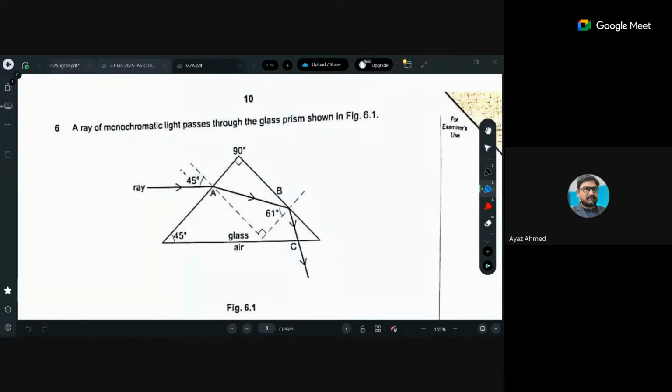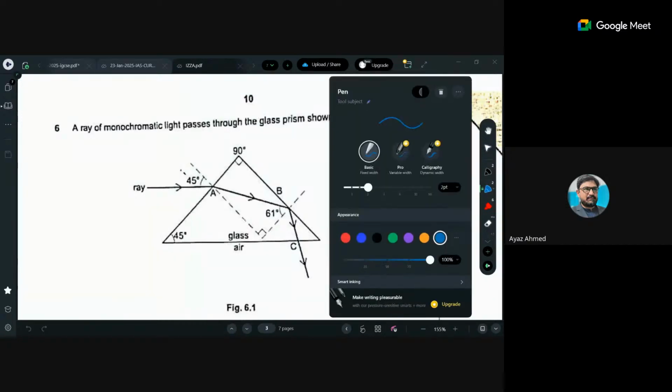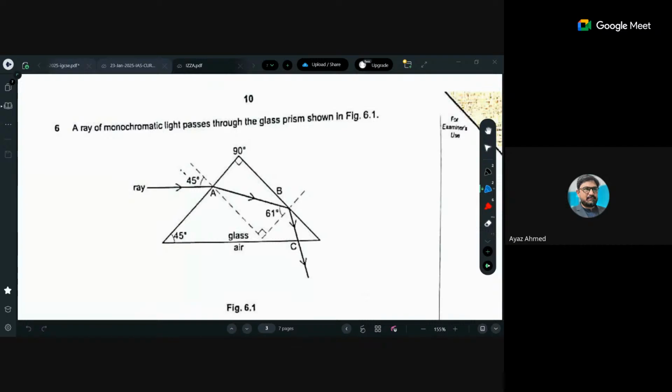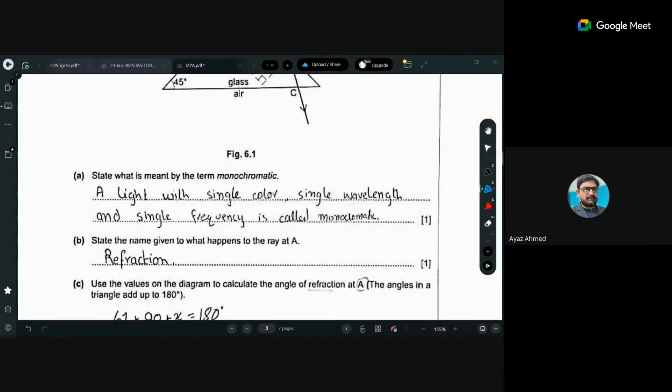So, this question is basically related to your prism and total internal reflection. A ray of monochromatic light, as I told you, that monochromatic light is basically a light of single color, is passed through the glass prism as shown in figure 6.1. State what is meant by the word monochromatic. So, monochromatic is basically the light of a single color, single wavelength, or you can say single frequency. So, she scored perfectly 1 mark because that is the right answer.